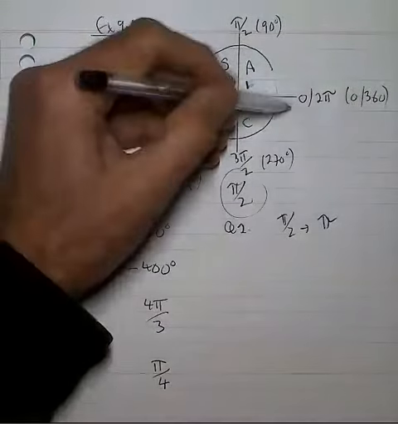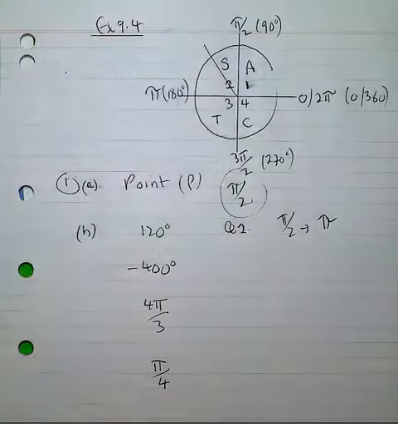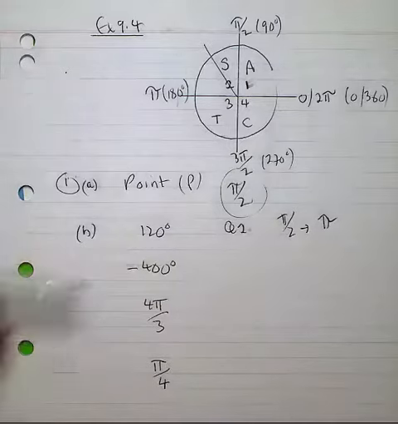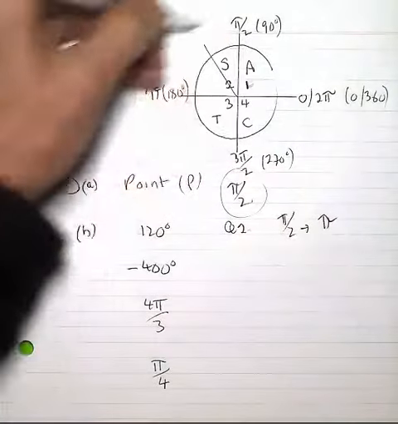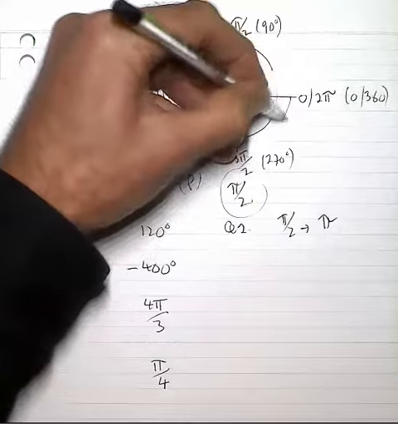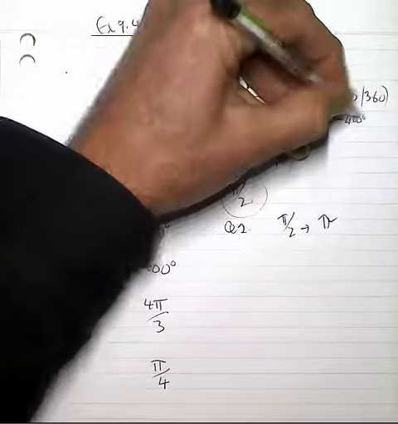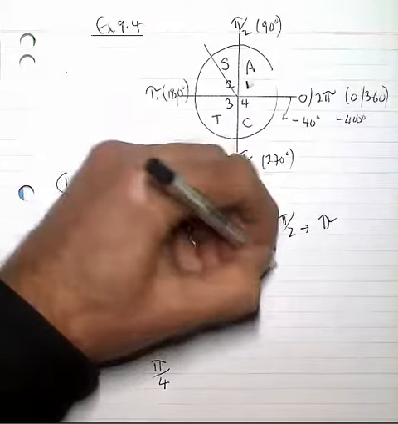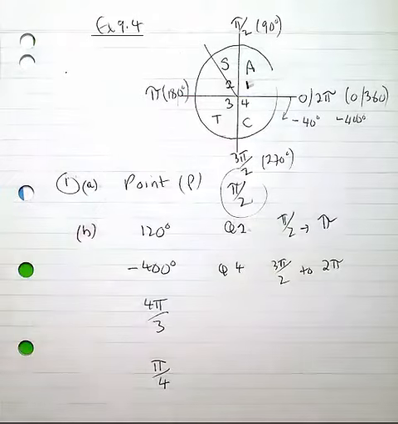Minus 400. Now, whilst in this course we don't deal too often with scenarios like this, minus 400 will be sweeping around once, minus 360, and minus 40 degrees further, equivalent to minus 400 degrees, fits us into quadrant 4, which is the 3 pi on 2 to 2 pi quadrant.